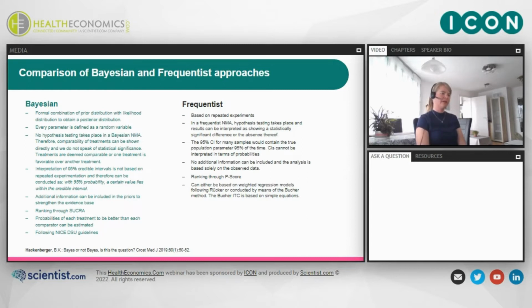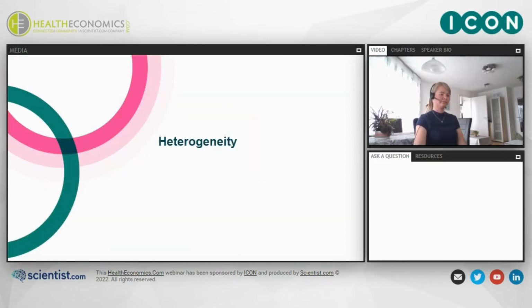It's not possible to include any additional information into a frequentist NMA model in contrast to the Bayesian model, but ranking is also possible through the so-called p-score, which is a frequentist equivalent to the SUCRA. And it can either be based on weighted regression models, for example, following Rücker, or through the Bucher method, which is based on simple equations.